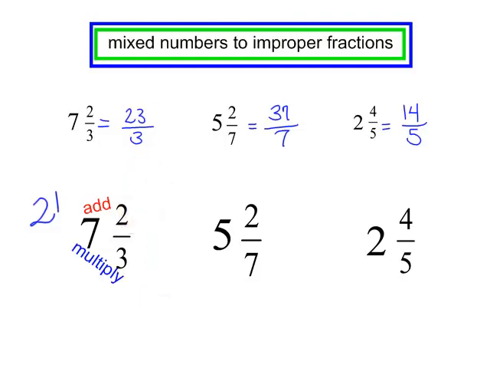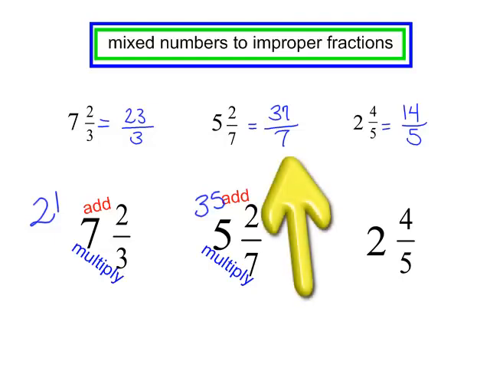5 2/7 is a mixed number. If I want to change that to an improper fraction, you take that denominator, multiply it by the whole number. 7 times 5 is 35. And then I will take 35 and I will add that to the numerator. 35 plus 2 is 37. Remember, keep that same denominator. It will be 37 over 7.